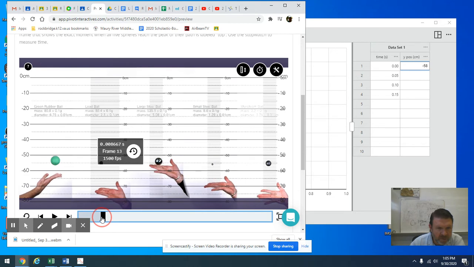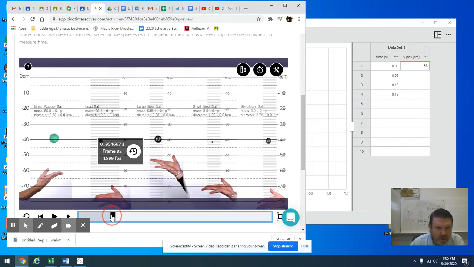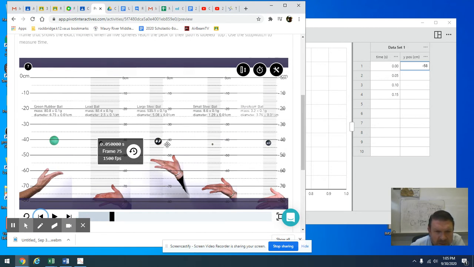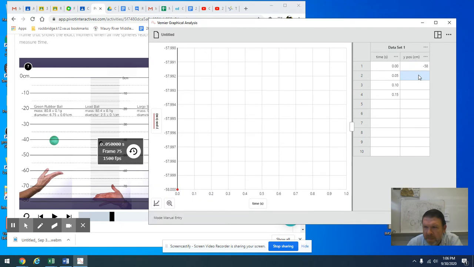And then I'm going to go up to 0.05. And there's 0.05. Now the position is, looks like -43 to the nearest centimeter. -43.